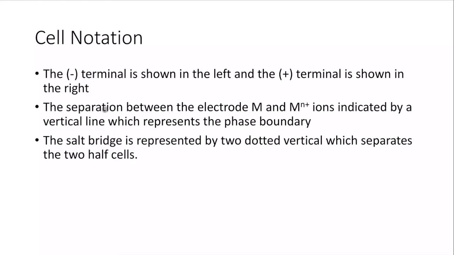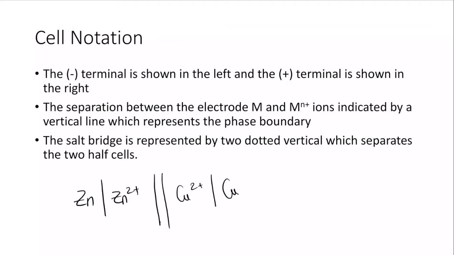Now the cell notation is a way to name galvanic cells. How can we name the galvanic cell? It's really easy. In the case of Daniell's cell, we have Zn dipped in Zn2+, and Cu2+ with Cu. Now, how did I write this?